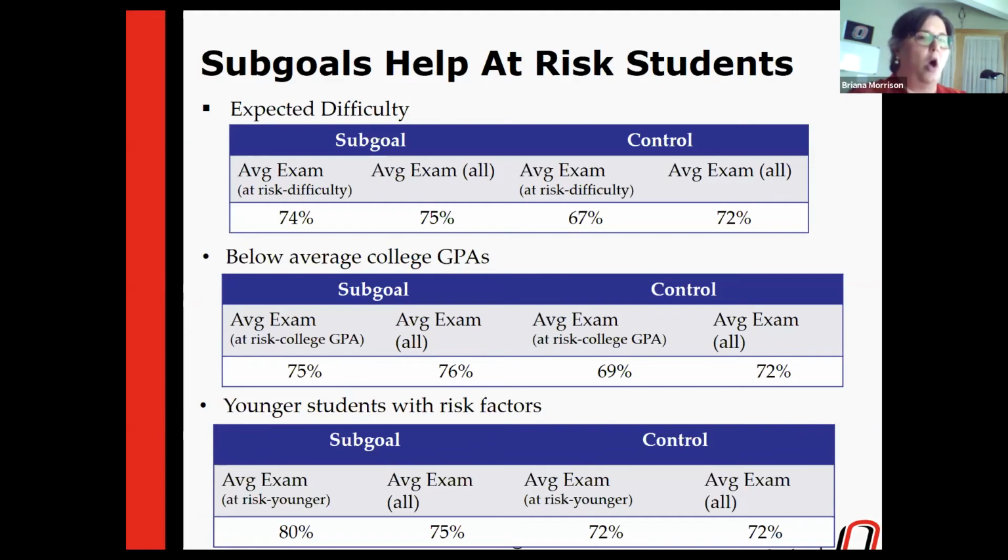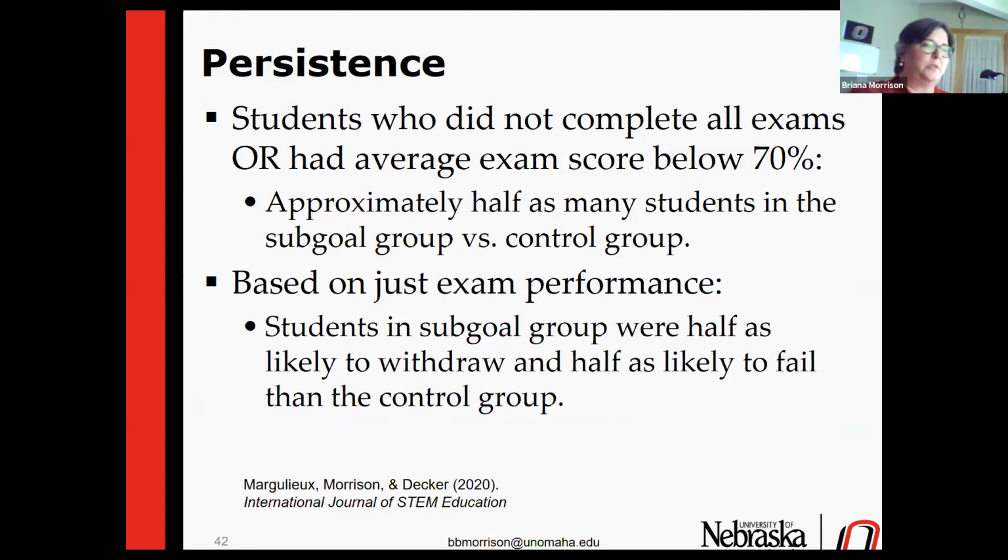So if you look at all of the students who expected the course to be difficult for them, you look at the Subgoal group average exam was a 74 versus the control group average exam was 67%. These, by the way, are statistically significant, right? So we looked at those who had expected difficulty, those that had a college GPA that was below average for the course, and then the younger students.